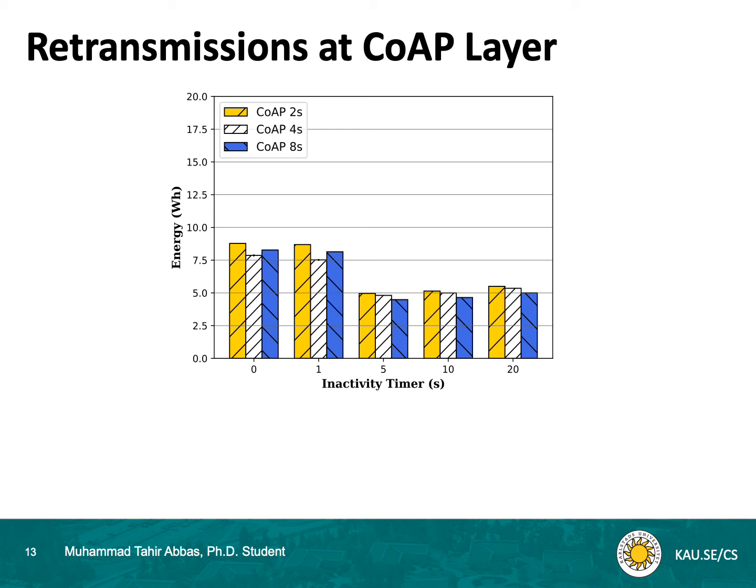So in this figure, you can see the energy consumed for different CoAP timers on the y-axis and different inactivity timers on the x-axis. From the figure, we can say that a long inactivity timer with a large CoAP value saves more energy. This is because a very short inactivity timer forces the radio to go into the idle state, and a very short CoAP value forces a new radio connection.